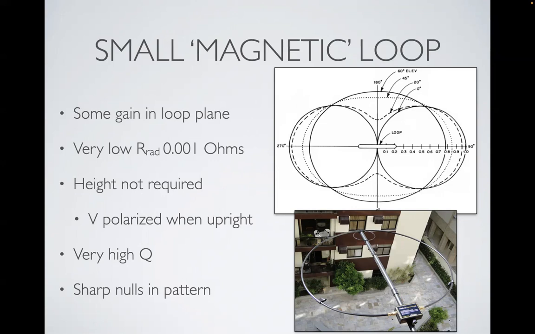And these are super high Q. If you've ever played with one, you can just get a slice of the band, you move down the band, you got to retune the thing. But that's the way it works, and this is what the Chu-Harrington limit would predict. The sphere that you enclose this antenna with is very small relative to the wavelength, and so the Q is going to be very high.